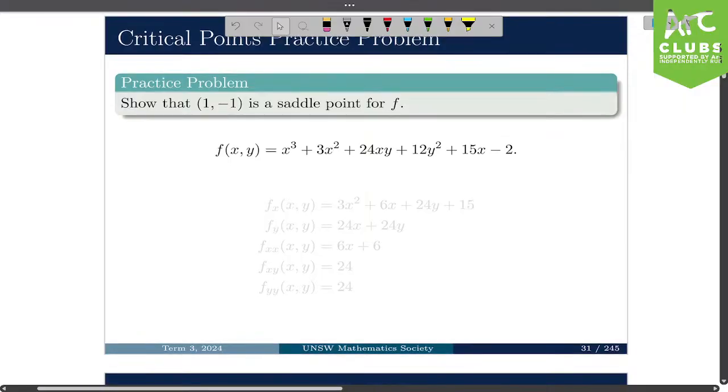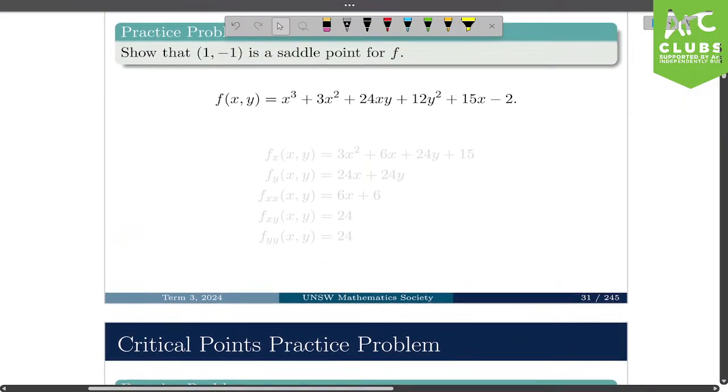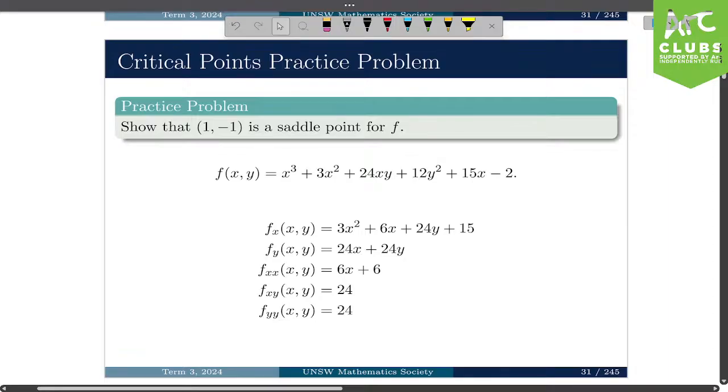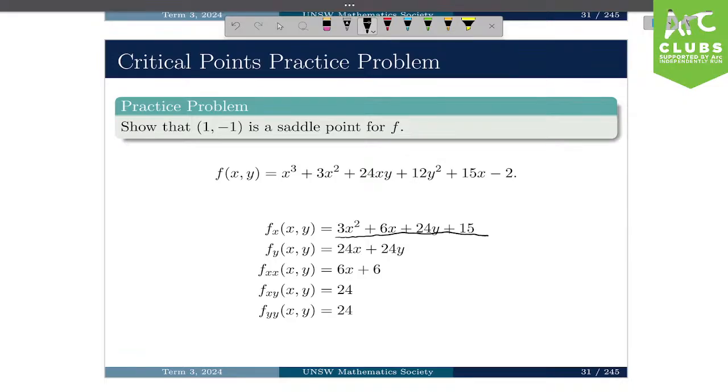So first thing to do is to find all the derivatives of this function with respect to x, y, or the second derivatives. So if we differentiate everything with respect to x, we end up getting 3x squared plus 6x plus 24y plus 15. Differentiate everything with respect to y, we get 24x plus 24y. To get fxx, we differentiate fx with respect to x, so that's just 6x plus 6. To get fxy, we can either differentiate fy with respect to x or fx with respect to y, and you should end up getting 24. And similarly, for fyy, we end up getting 24 as well.